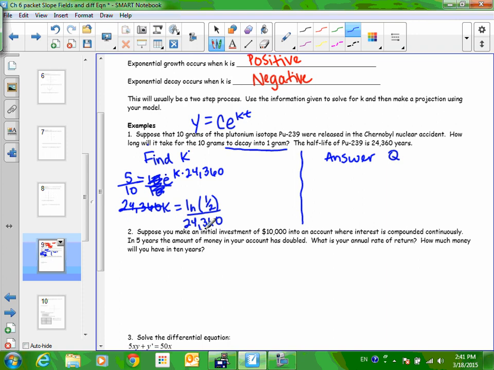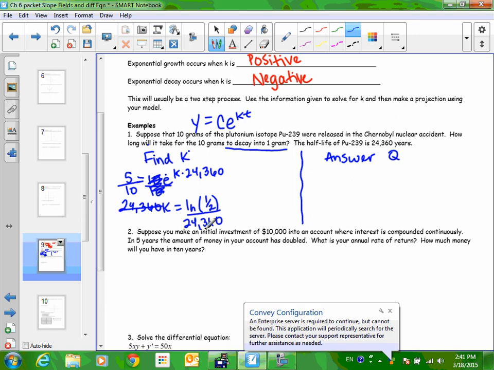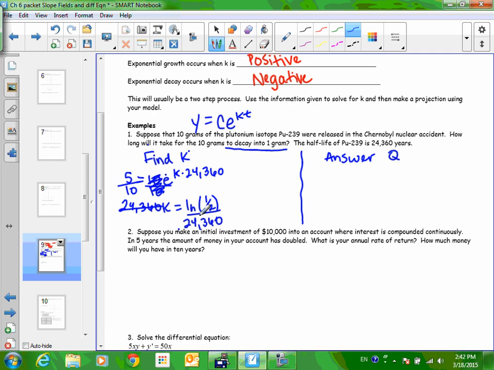In fact, this works for other types of problems. Let's say we had a bacteria that was tripling every, we'll say, 20 hours. Okay, then we would do natural log of 3 over 20. It's always natural log of the scale that it's multiplying or dividing, and then over your time.